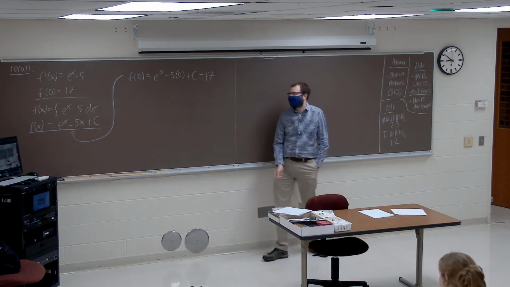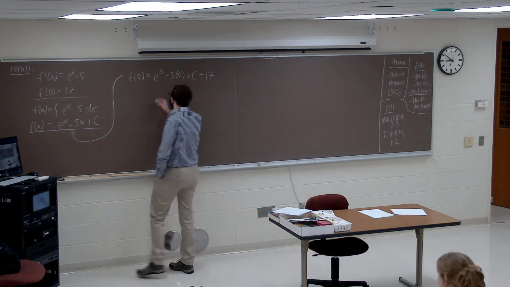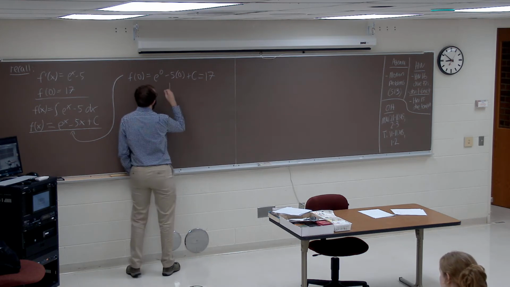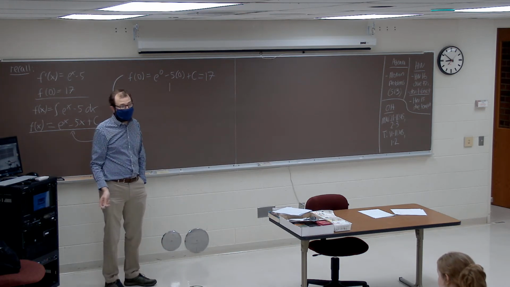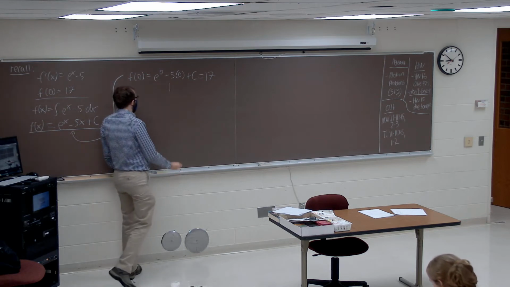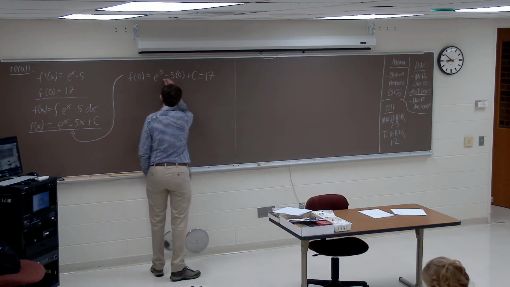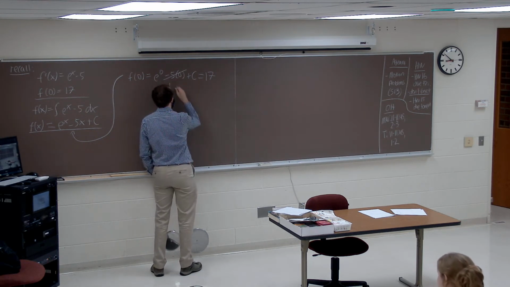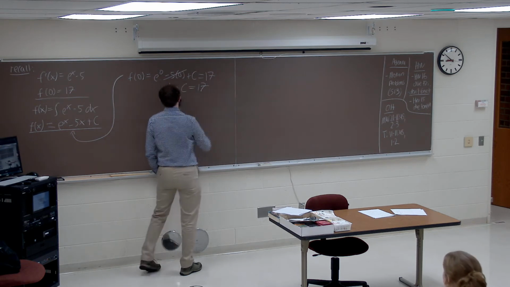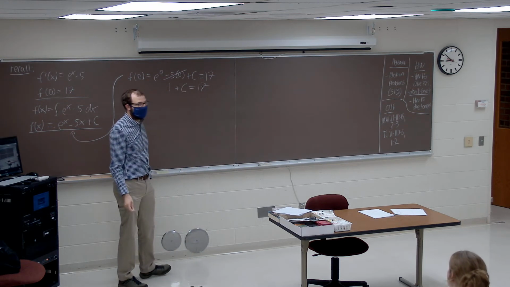When? 1 plus c. Yeah, I think so. e to the 0 is going to be 1. Any number to the 0 power is always 1. Negative 5 times 0 is, who cares? So we get 1 plus c is 17.